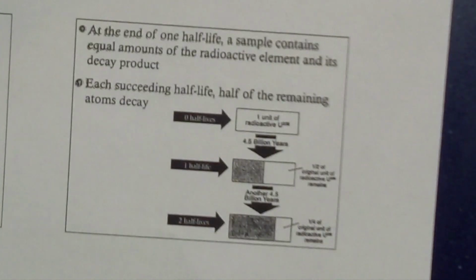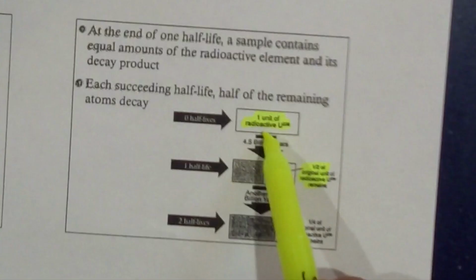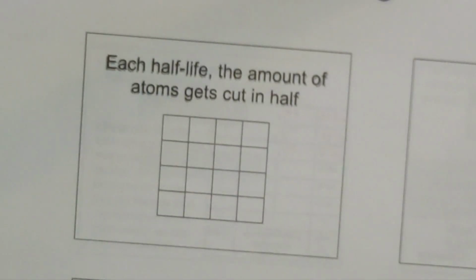At the end of one half-life, a sample contains equal amounts of the radioactive element and its decay product. Each succeeding half-life, half of the remaining atoms decay. 0 half-lives, 1 unit of radioactive uranium-238. After 4.5 billion years, 1 half-life, half of the original unit of radioactive uranium-238 remains. Another 4.5 billion years, 2 half-lives, 1/4 of the original unit remains. Each half-life, the amount of atoms gets cut in half.